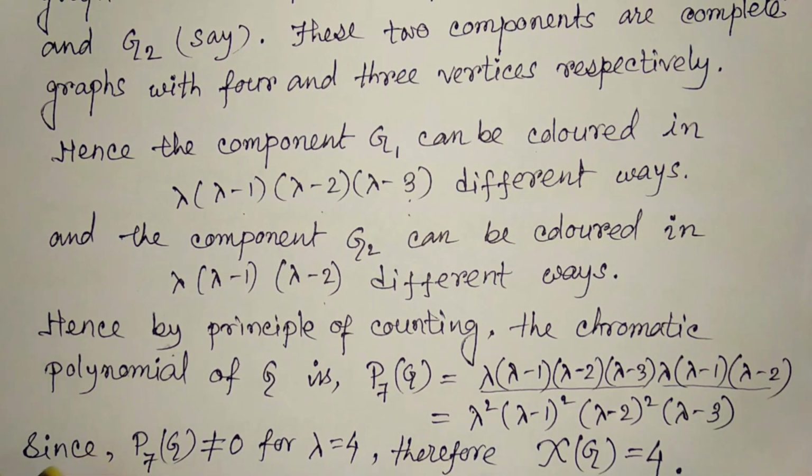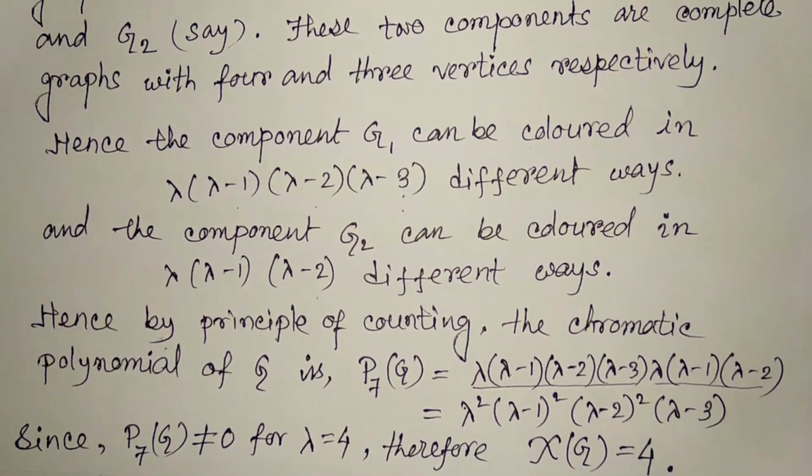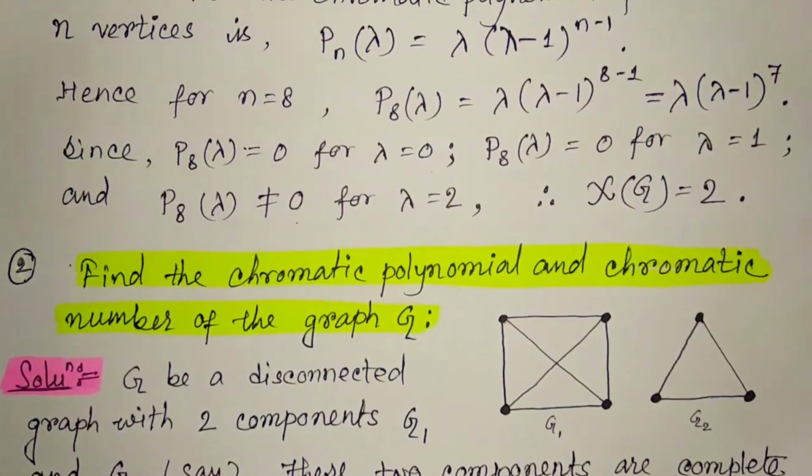And obviously, if we are going to find the chromatic number, then from here we can find that if we substitute lambda equals 1, then it should be 0. For lambda 2, it should be 0. For lambda 3, again it should be 0. If we substitute lambda equals 4, then only we get a non-zero value. Hence, the chromatic number for this given graph should be 4. So in this way, we can find the chromatic polynomial and the chromatic number. I hope it is very simple.